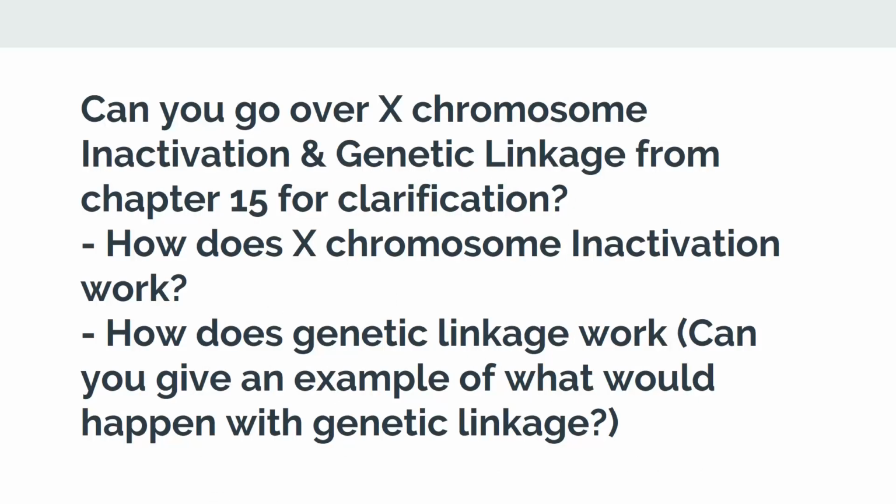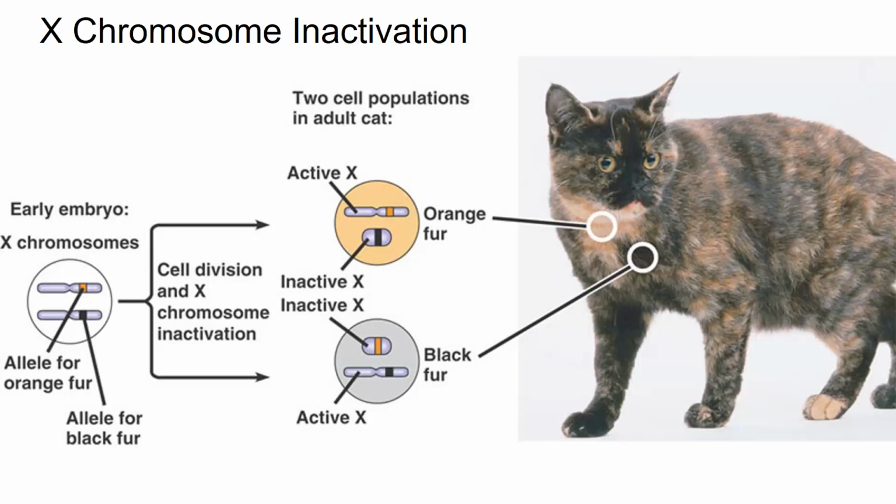Can you go over X chromosome inactivation and genetic linkage from Chapter 15 for clarification? Mostly, how does X chromosome inactivation work? How does genetic linkage work? Can you give an example of what would happen with genetic linkage? So, let's get started. I already kind of explained it, but somebody else explain it in case I did a terrible job of it. What is X chromosome inactivation?